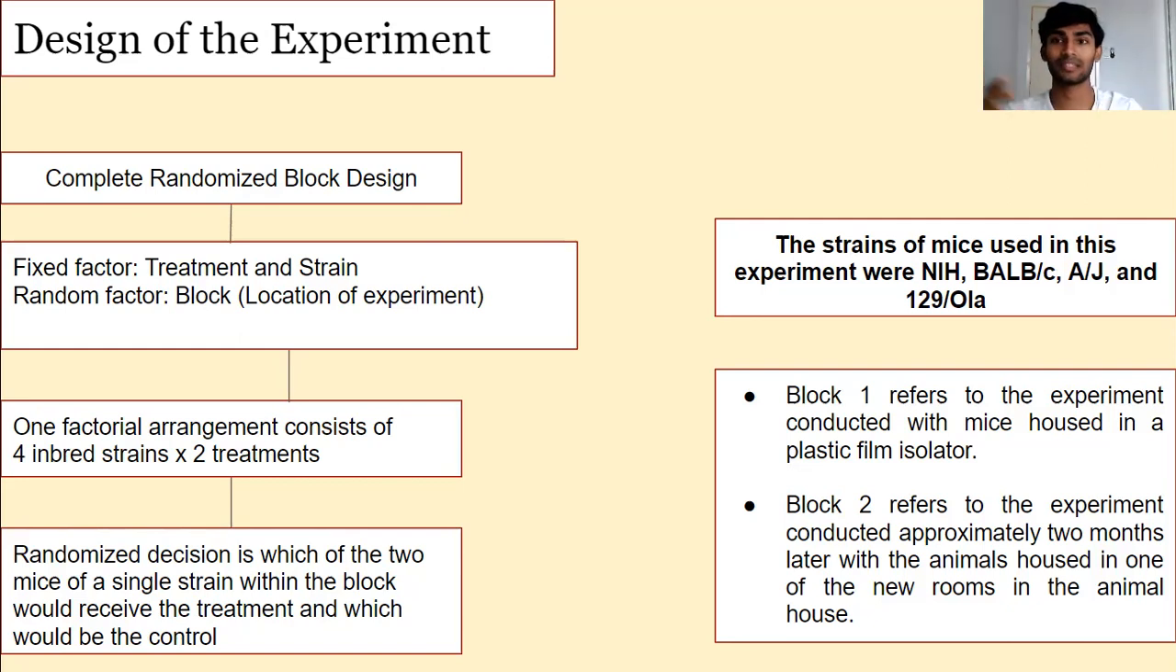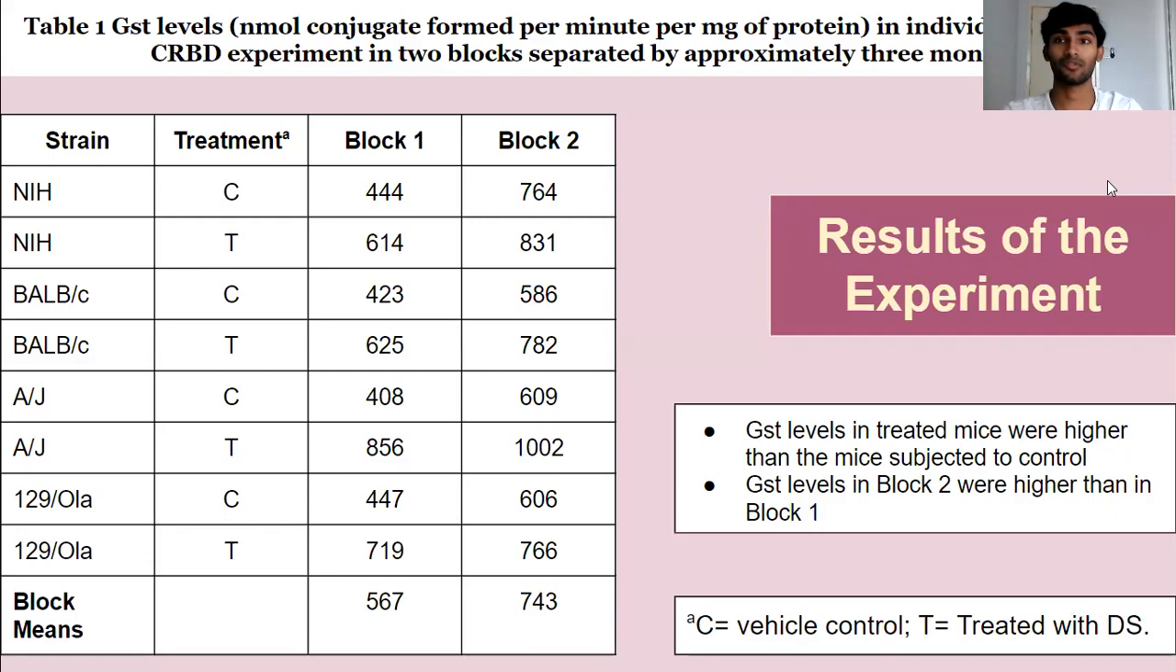So with this, let's look at the results next. First of all, my apologies, doctor, for not being able to see the title. That is the video settings here. Table 1 shows the GST levels in individual mice in a CRBD experiment in 2 blocks, separated by approximately 3 months. We can infer from table 1 that GST levels in treated mice were higher than the mice subjected to control, while GST levels in block 2 were higher than in block 1.